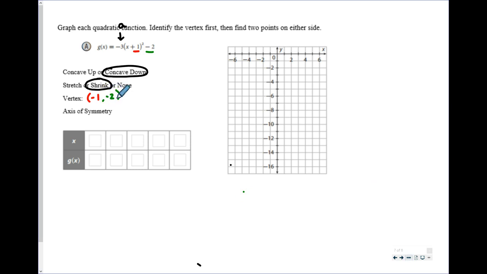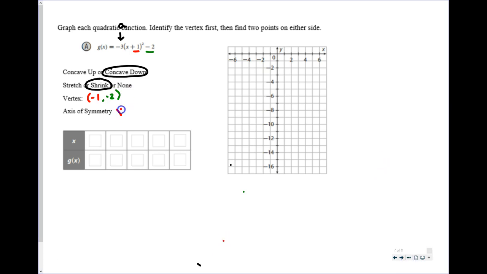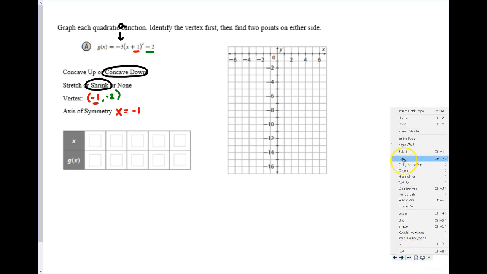My axis of symmetry, I always know, is going to be x equals whatever this guy is every time. So this really helps me put it in my calculator because I know where the vertex is right away. So when I put this in there, I can scroll to those points to find where I want to graph my other points on this grid. And I'll show you what I mean in a second.